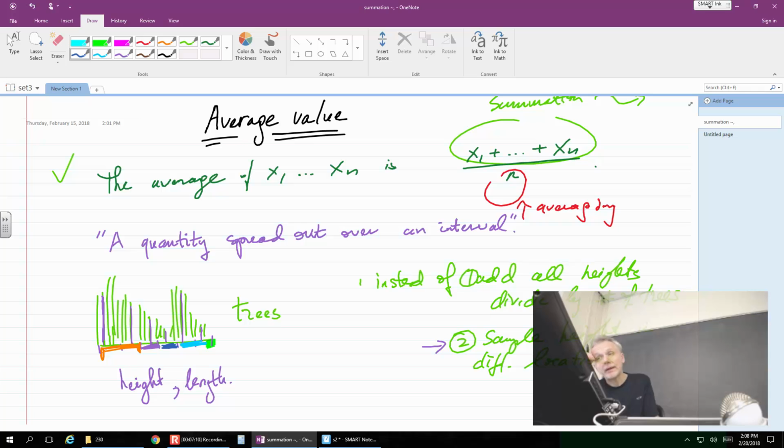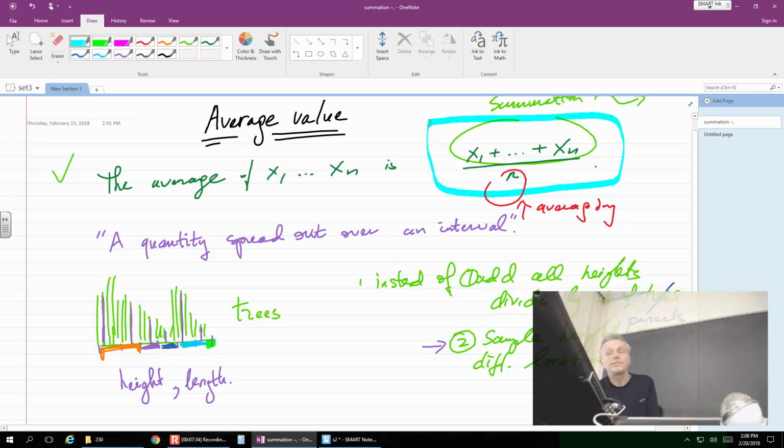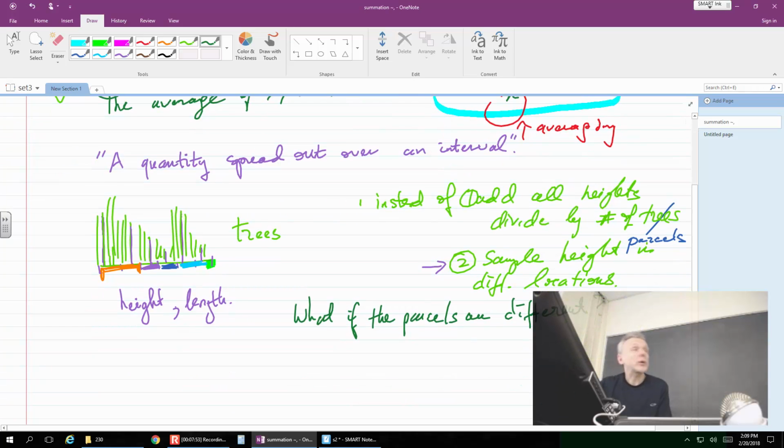So the plan is still the same, even though we're sampling the heights. We add the heights and divide by the number, not the number of trees, but the number of parcels. The formula at the top is still applicable. So this time x1, ..., xn are the sampled heights. So once again, what if the parcels are different? What do we do?